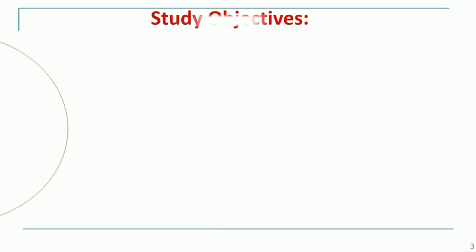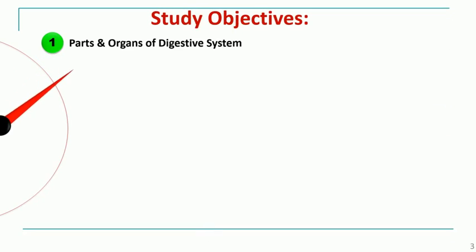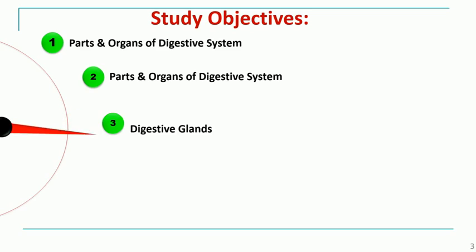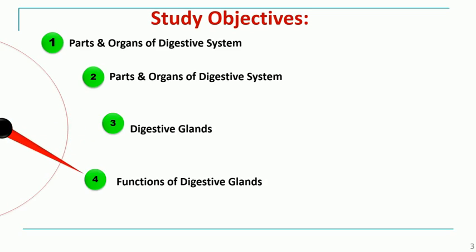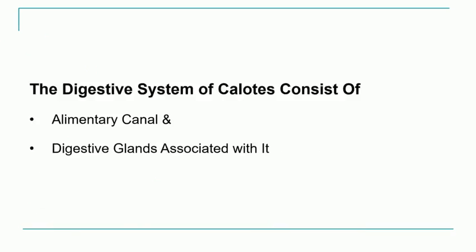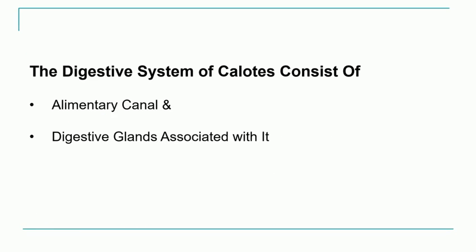Now in today's lecture, the study objective is that we are going to study the digestive system of Calotes versicolor, in which we will study the parts and organs of the digestive system, followed by the digestive glands and the functions of these digestive glands. So let's begin with the digestive system of Calotes.